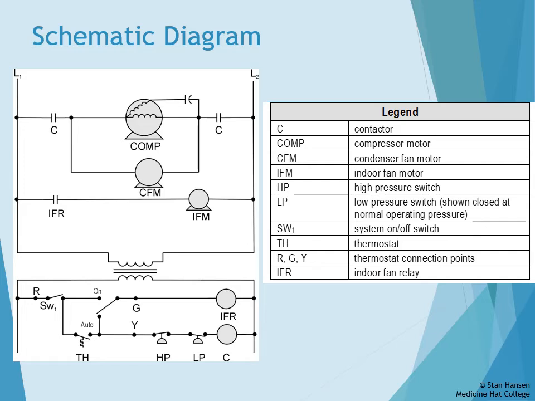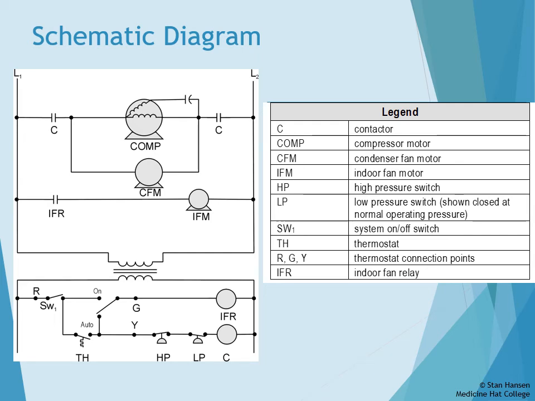There's also a high pressure and low pressure switch that are in line with the contactor. And when we have a call for cooling, we have the switch closed on the R, the thermostat will close, and that will activate both the indoor fan relay as well as go through the high and low pressure switch to turn on the contactor.